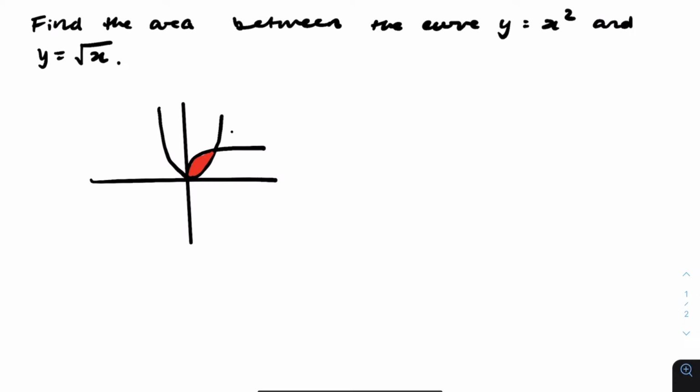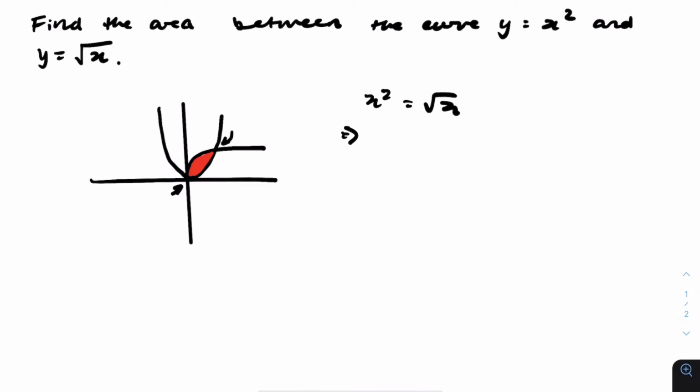So the first thing we need to do is find the two intersection points, and then we can put it into an integration equation that will make it a lot easier to solve. So the two intersections, as we can see, we can find by equating the two functions. So x squared is equal to root x.